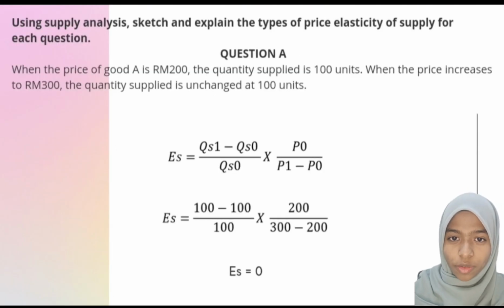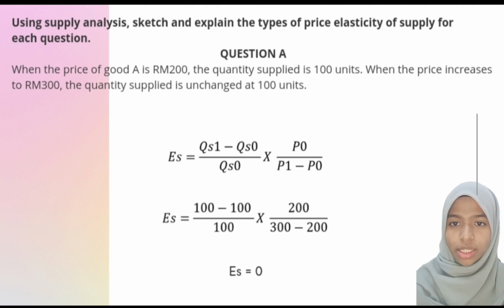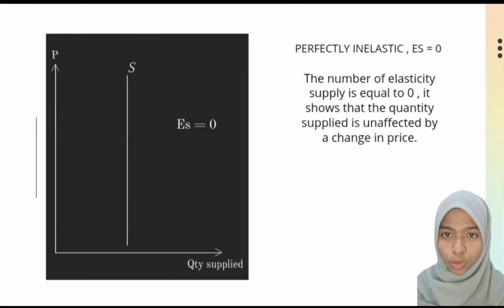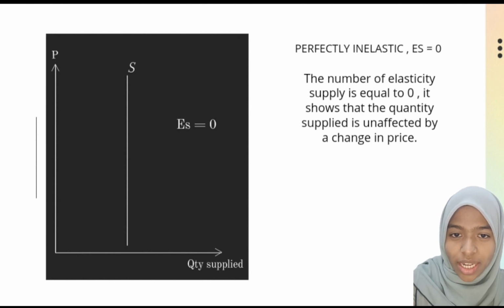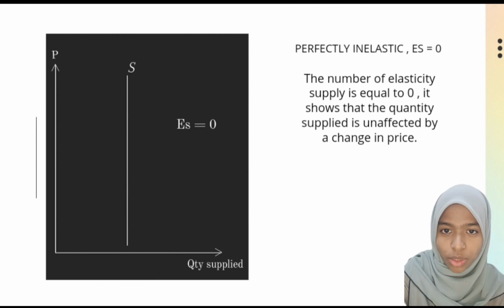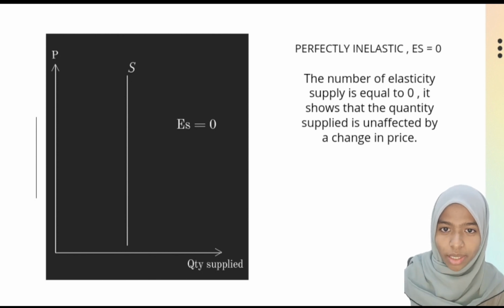For question A, when the price of good A is 200, the quantity supplied is 100 units. When the price increases to 300, the quantity supplied is unchanged at 100 units. Using the formula, the answer is 0. This is the case for question A. The answer is perfectly inelastic, which is ES equal to 0. So the elasticity of supply is equal to 0. It shows that the quantity supplied is unaffected by a change in price.